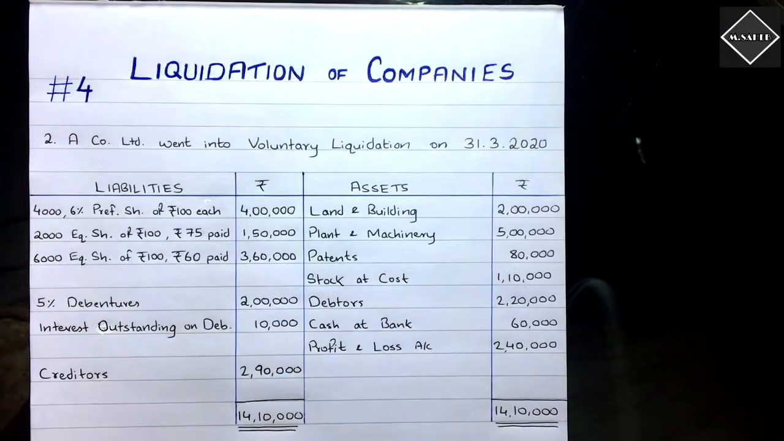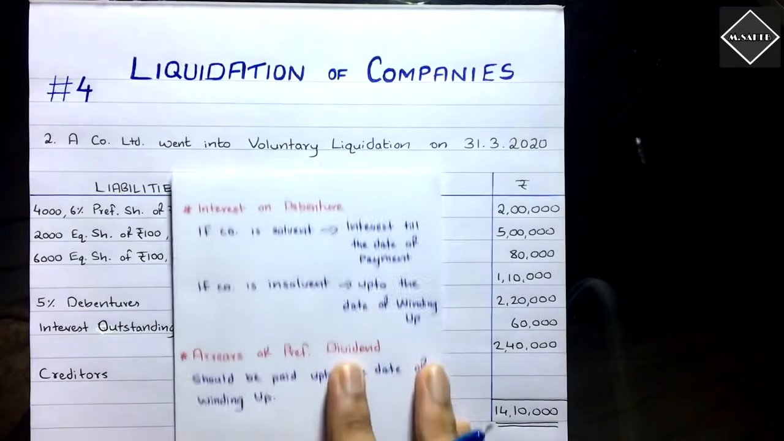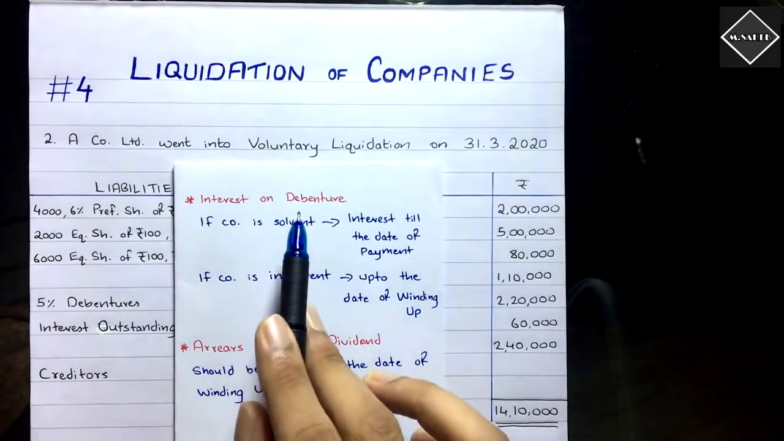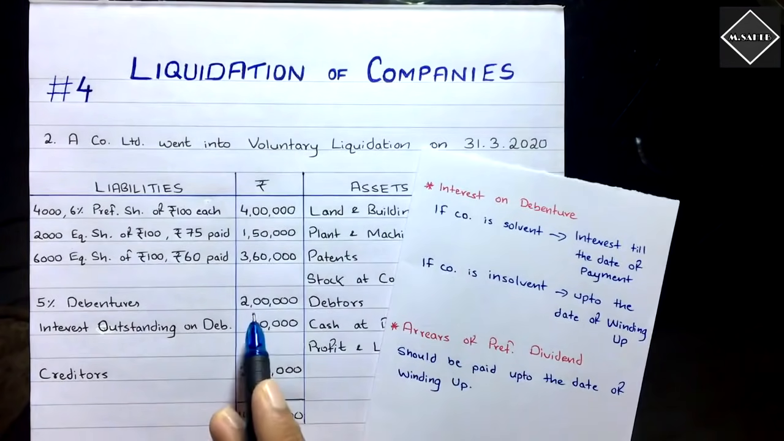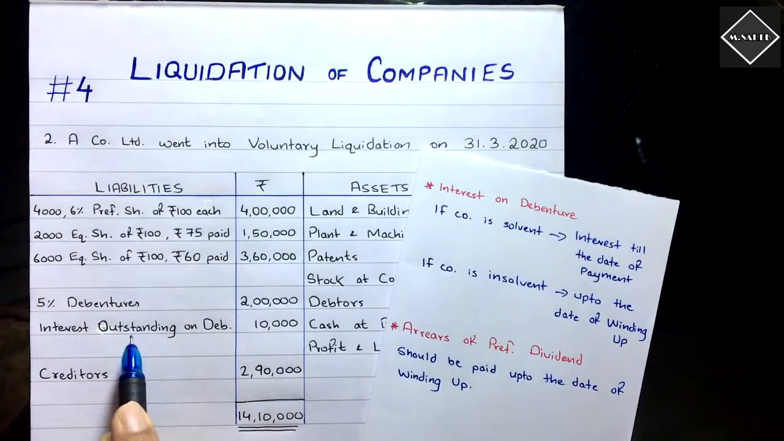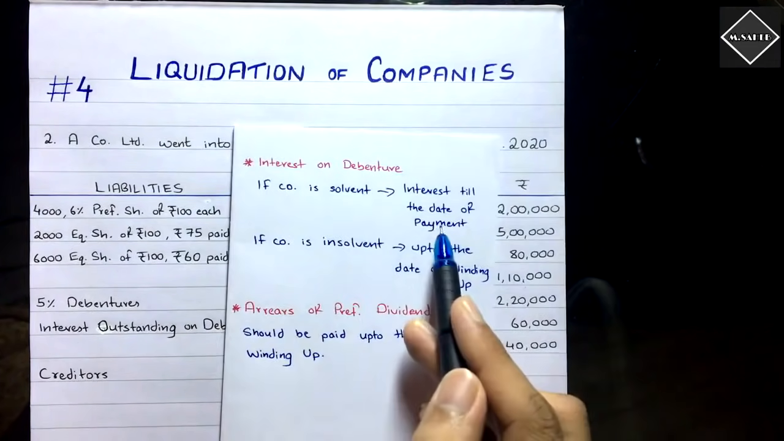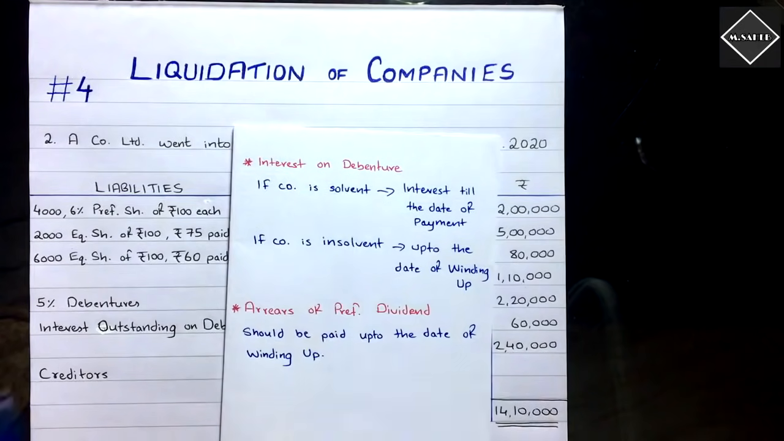Equity shares are given and the debentures are given. See here, 5% debentures 2 lakh, and there is interest outstanding on debentures also, 10,000, that is accrued interest. Now you know what we do with the debentures: we pay the debenture holders their face value back and the interest accrued, the interest outstanding, as well as interest till the date of payment if the company is solvent.